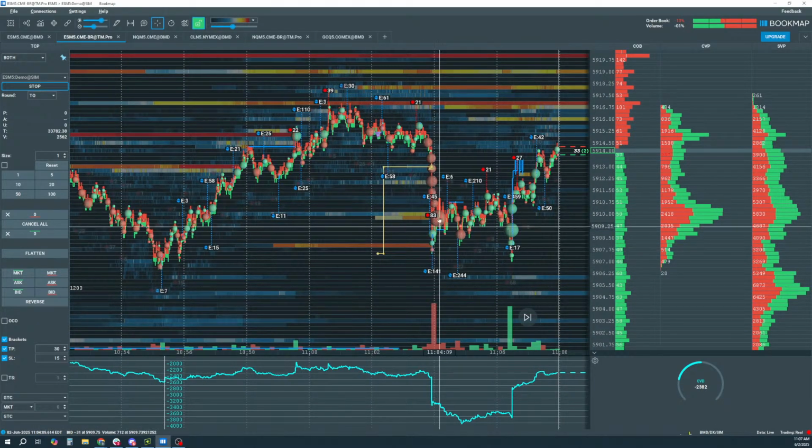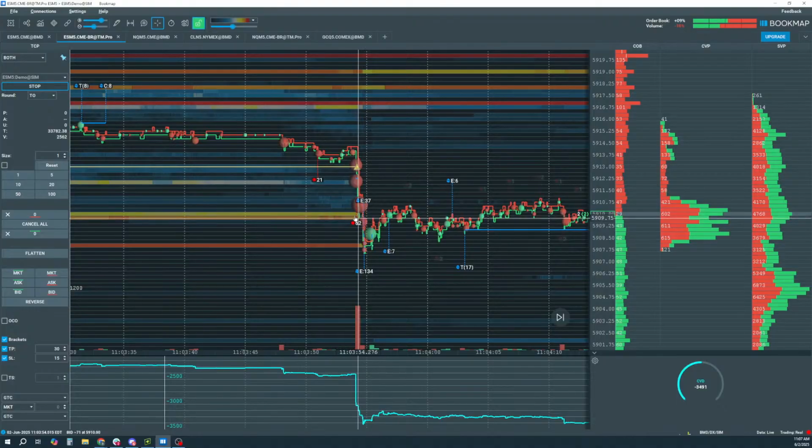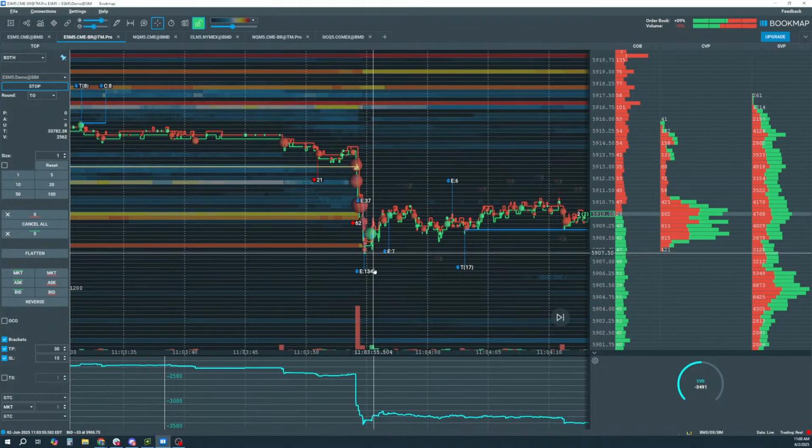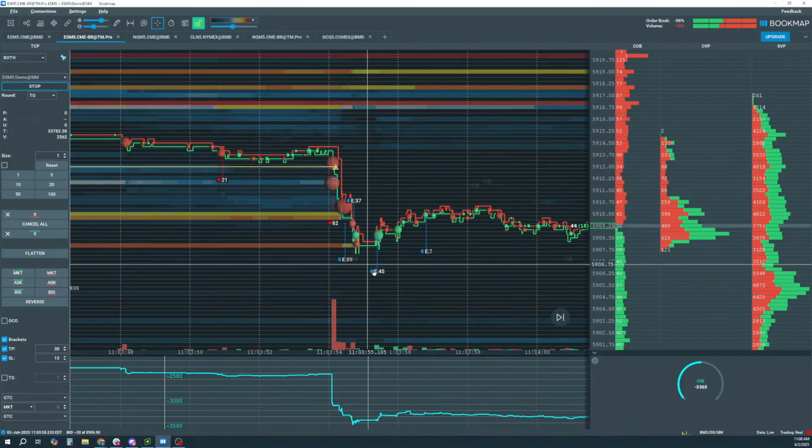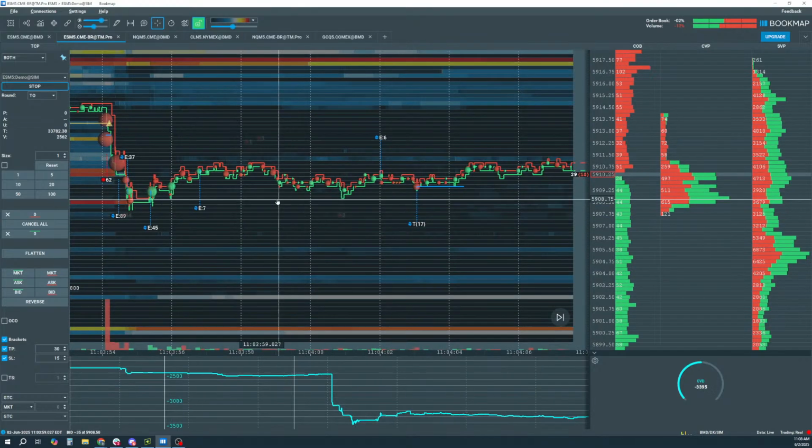Okay, look at this. See, now we trade down into high liquidity in here, and we have more absorption. Absorption in the liquidity heat map in here. We also have some stops or some icebergs in here getting filled.